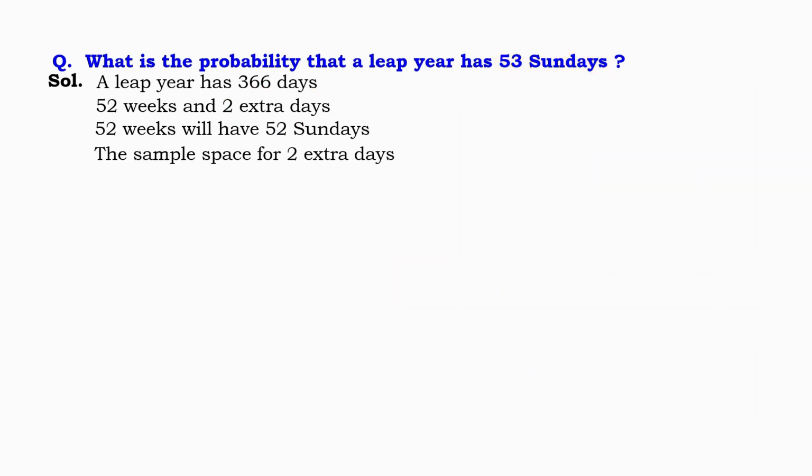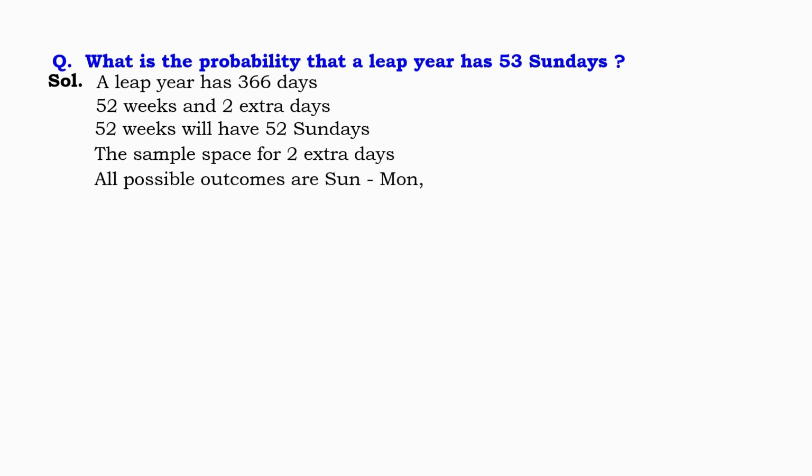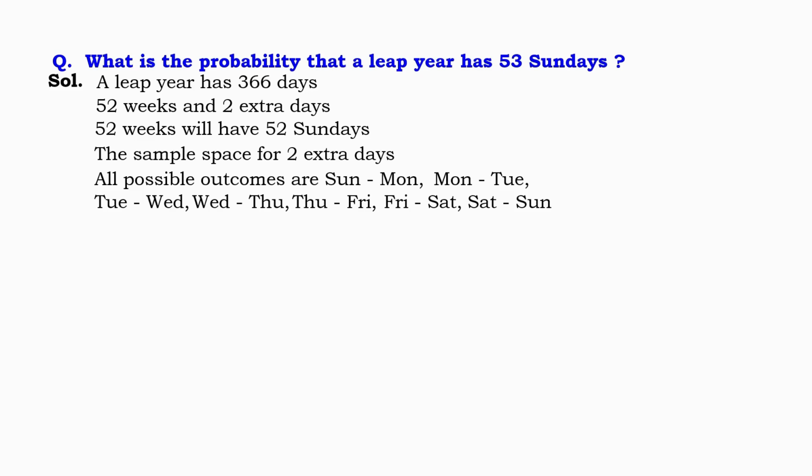Now the sample space for 2 extra days: what are the possible combinations? The 2 extra days will obviously be 2 consecutive days. So all possible outcomes are: Sunday Monday, or Monday Tuesday, or Tuesday Wednesday, or Wednesday Thursday, or Thursday Friday, or Friday Saturday, or Saturday Sunday. So the number of possible outcomes here is 7.